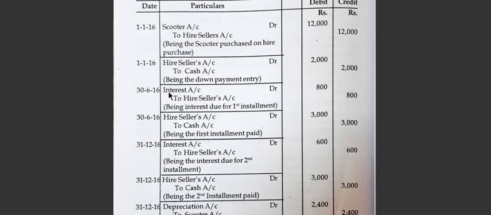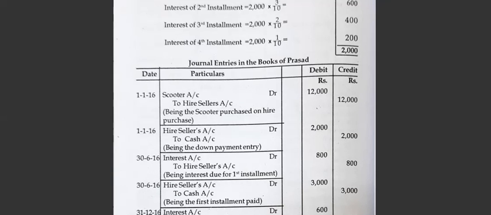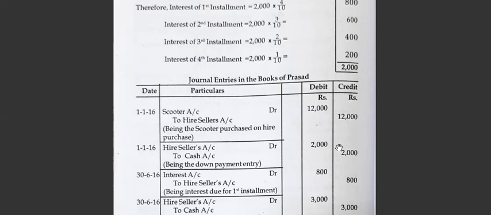Now they will pay the installment every half yearly, so in the middle of the year the date will be 30/6/2016. These two entries come in the beginning, and the next entries come for every installment. Interest account debtor to hire seller account. What is the interest for the first installment? You check the calculation just now calculated here. It is 800, so I have written 800 here as interest due.